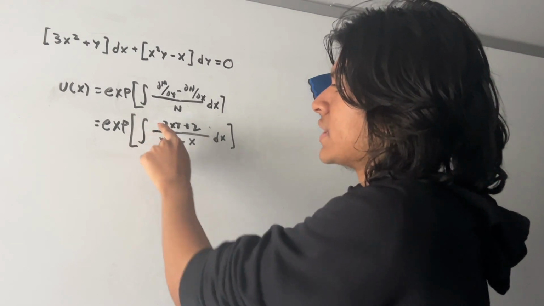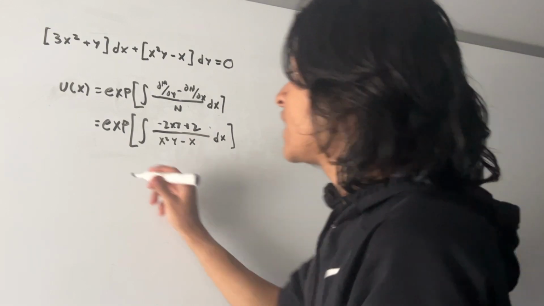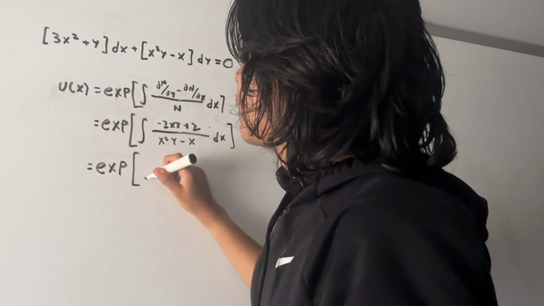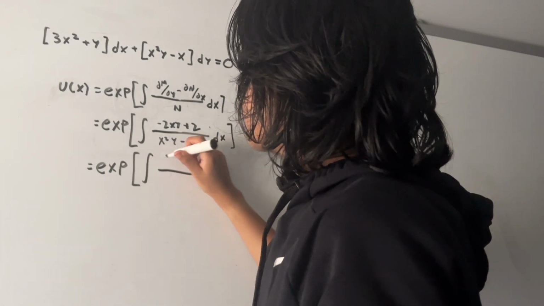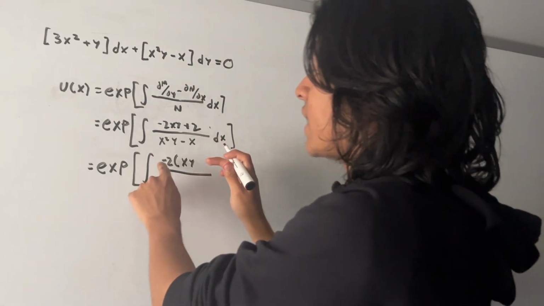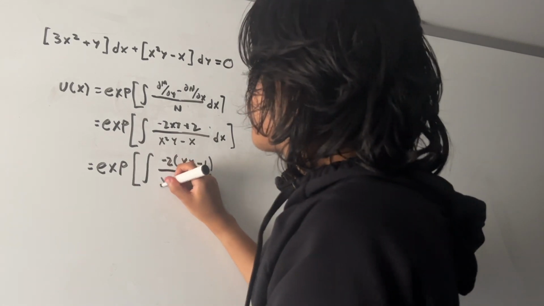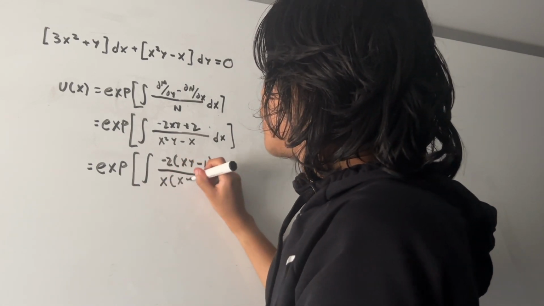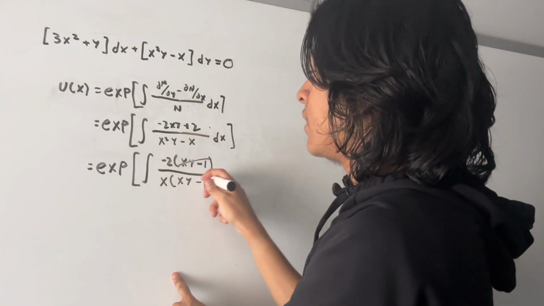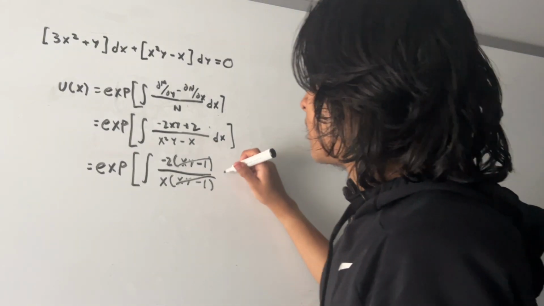And what we could do here at the top is factor out a 2. And same thing with here at the bottom, we can factor out an x. So we have e to the power of the integral of negative 2 times xy minus 1. When we take out the -2, this is going to be a -1 right there. And then when we factor an x on the bottom, we get x times (y minus 1). As you can see, these cancel out. So now we're just left with an integral that's just in terms of x.